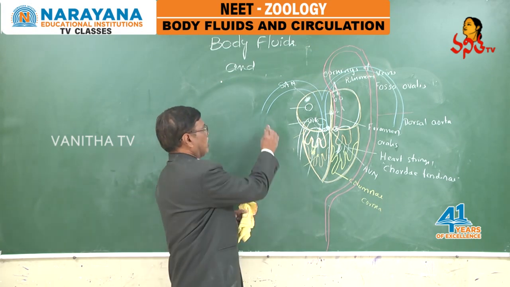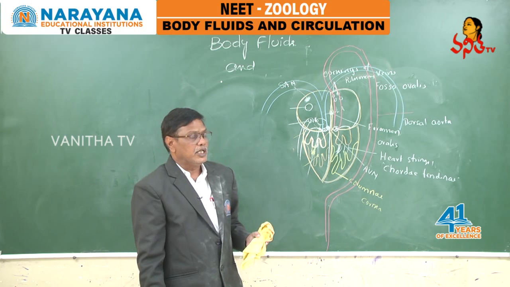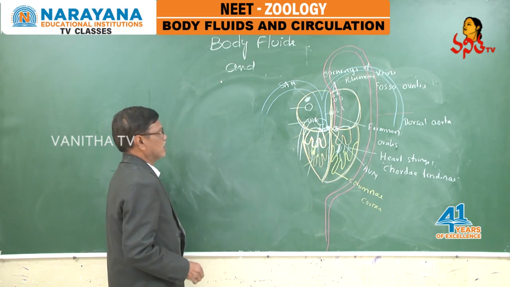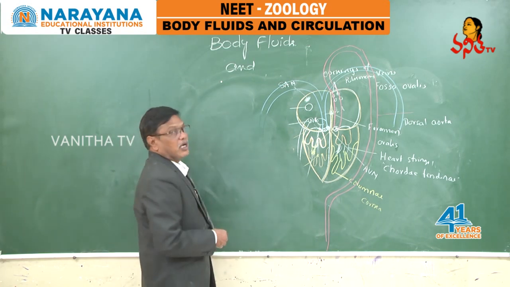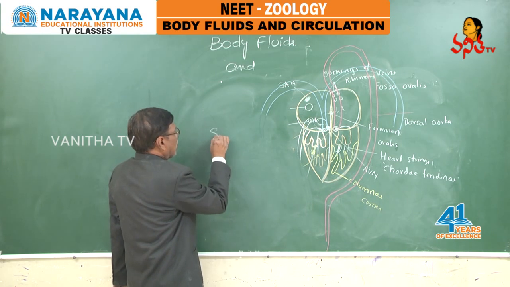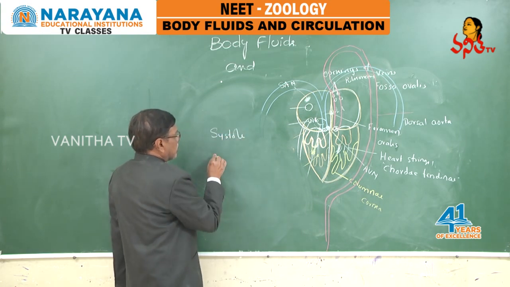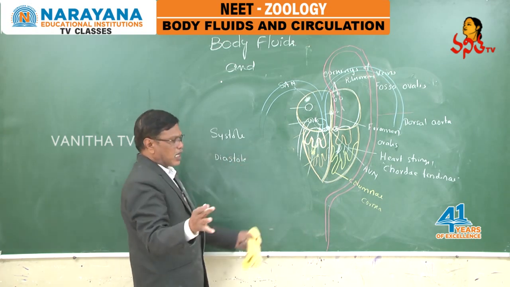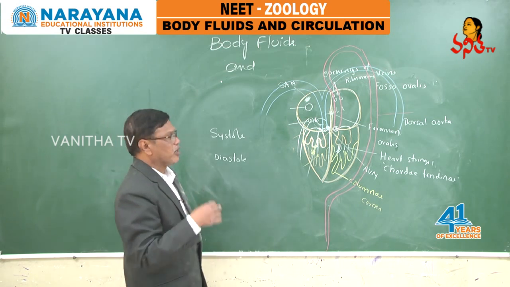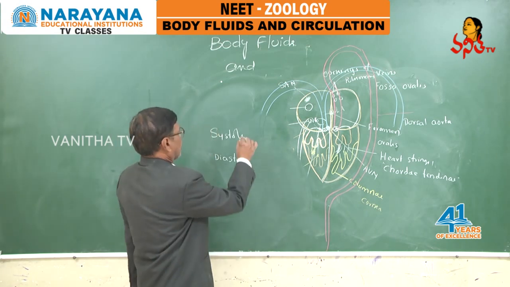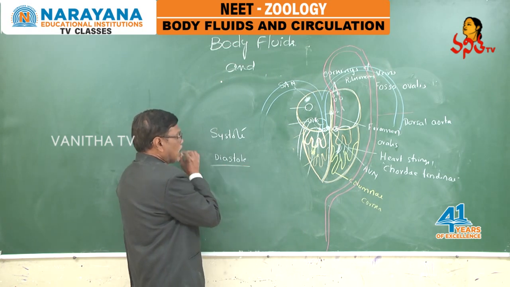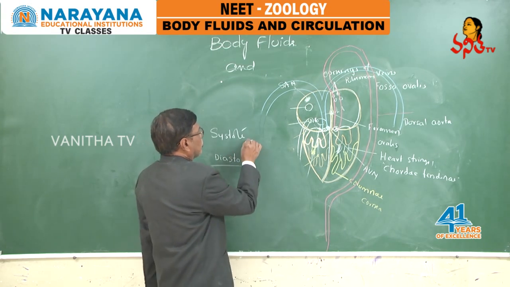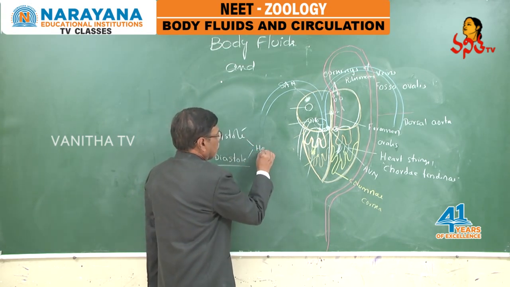Coming to the functioning of the heart: it is a pumping organ. It pumps the blood to lungs and different parts. Contraction of the heart is called systole. Relaxation of the heart is called what? Diastole. Continuously the heart undergoes contraction and relaxation, which pumps the blood and receives the blood. Systole and diastole together are called what? Heartbeat.